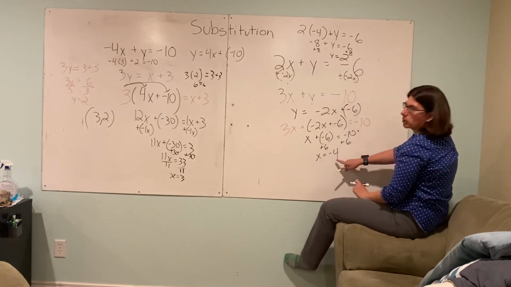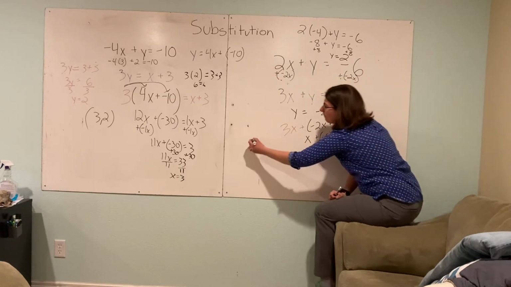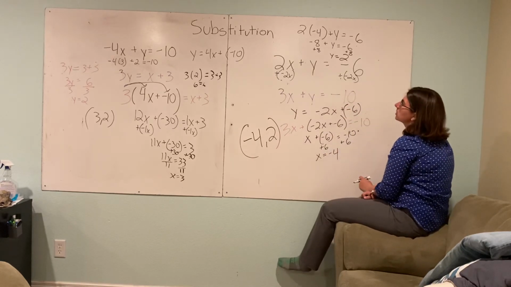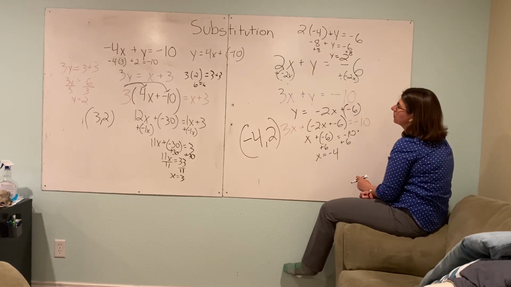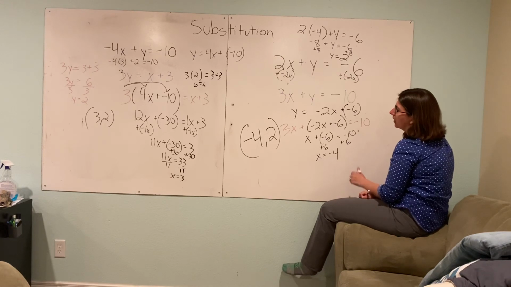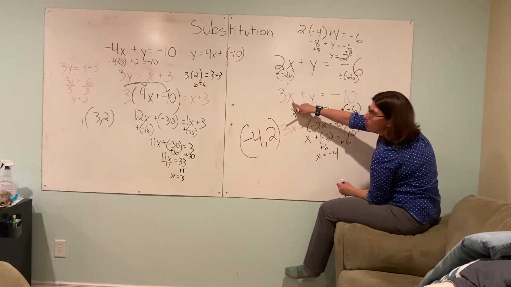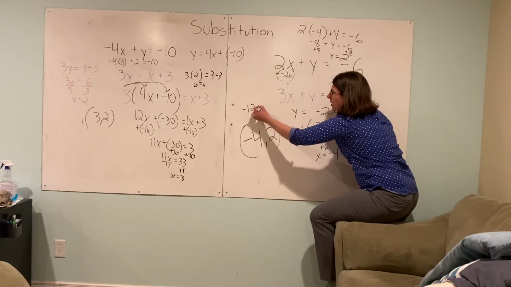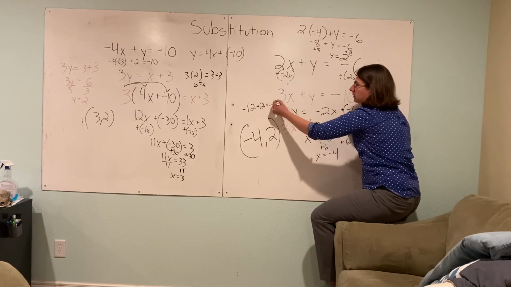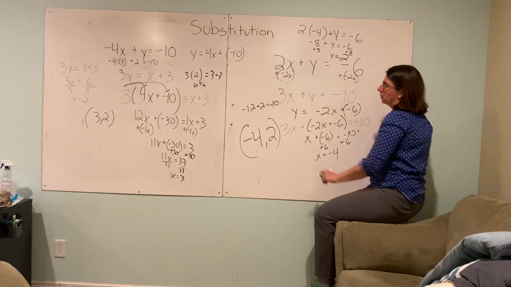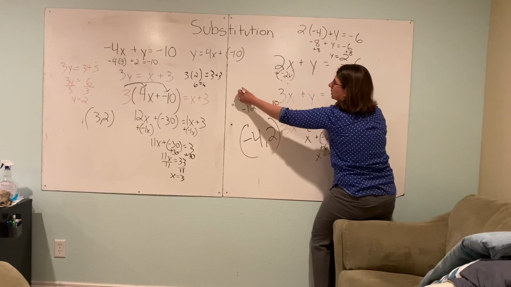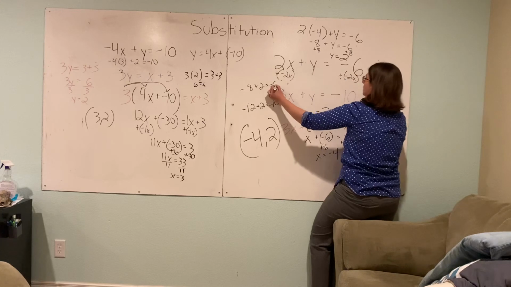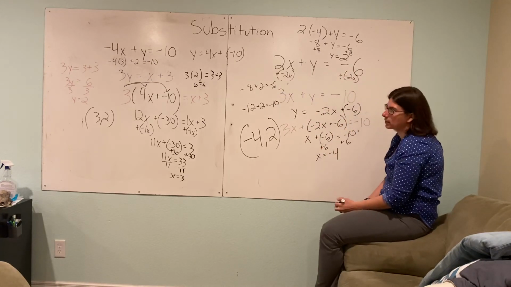So our answer to this equation, remember x is going to come before y, is (-4, 2). And again, we can check that. 3 times -4 is -12. -12 plus 2 equals -10. So it works in this equation here. 2 times -4 is -8. -8 plus 2 equals -6. So this equation checks out.